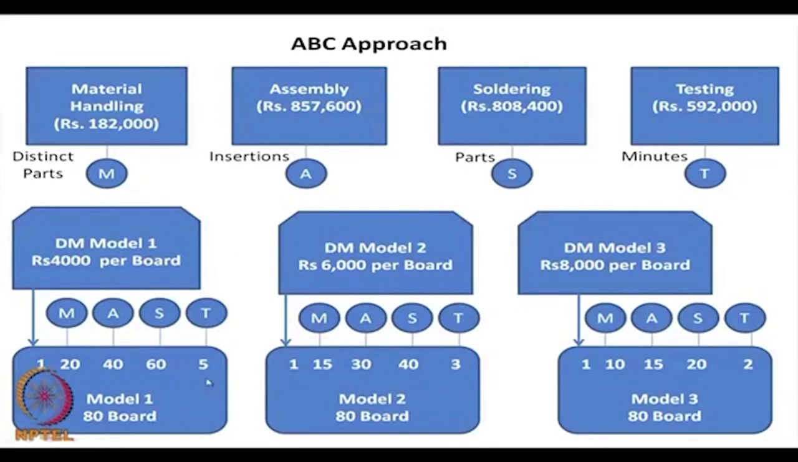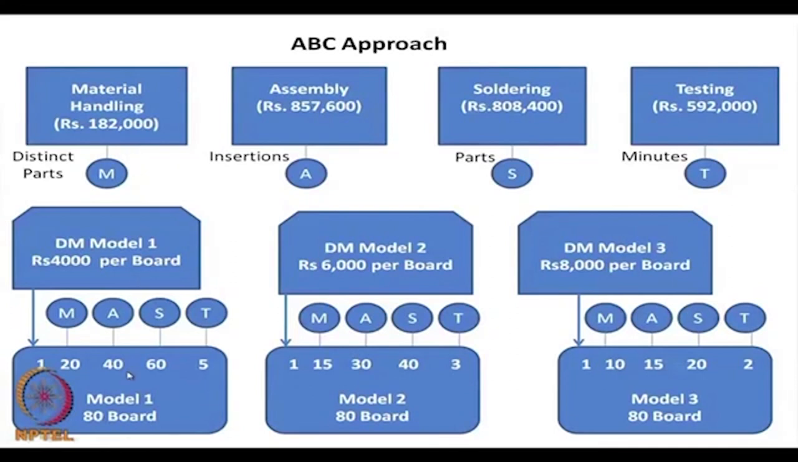So, to find out the costs to be allocated to these products, it is very simple. You have to find out, let us say, material handling cost, which is 182,000, to be allocated to these. So, what we need to do is to basically find how many parts: 80 into 20, so 1600 parts are coming for model 1, and here for model 2, 80 into 15, 1200 parts, and 80 into 10, 800. These many parts are used for material handling.